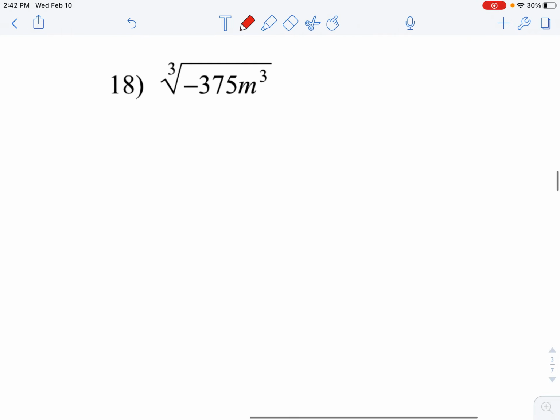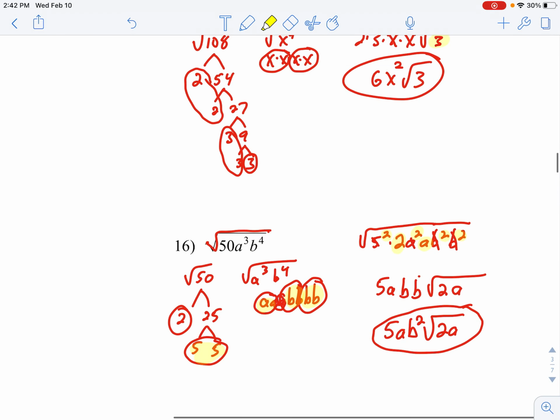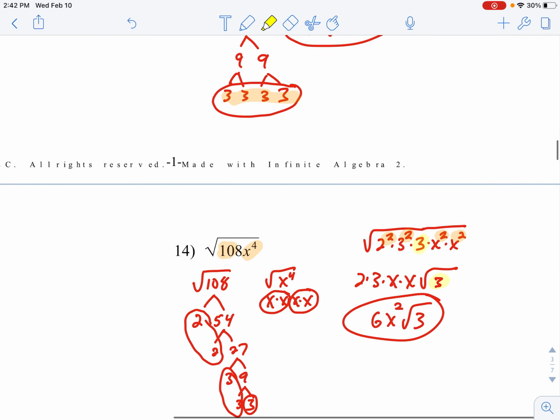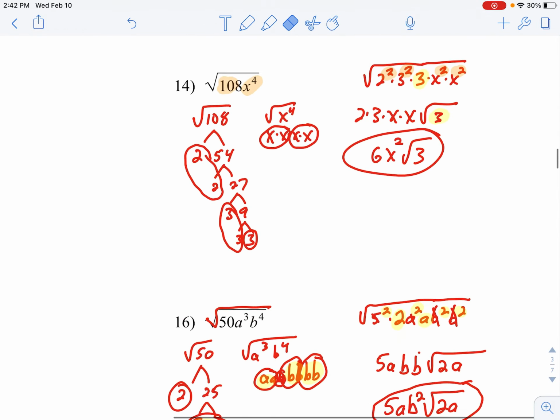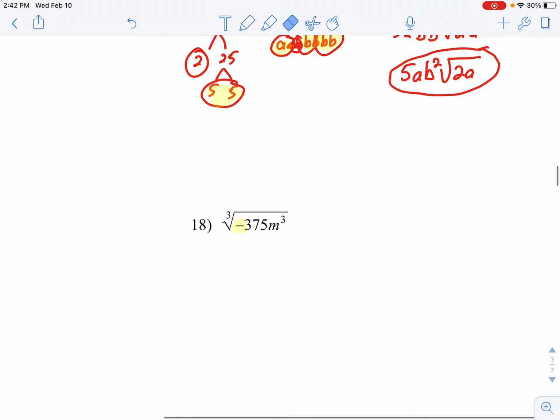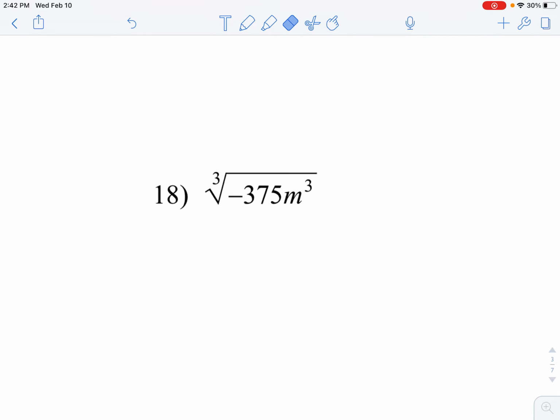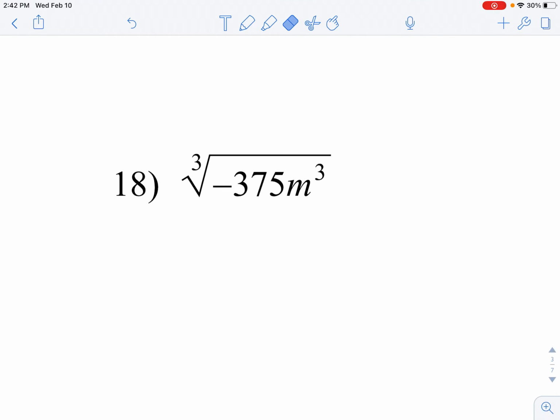Okay, number 18. Now, this one has a negative, and we've talked about the importance of negatives and roots before, but really we've only talked about the square root of negatives. Remember, if you square root a negative, like -1, you get the imaginary number, okay? That's important. This paper is not going to have any square roots of negatives. It's just not going to happen. But we do have a cube root of a negative. So the question is, is that imaginary?